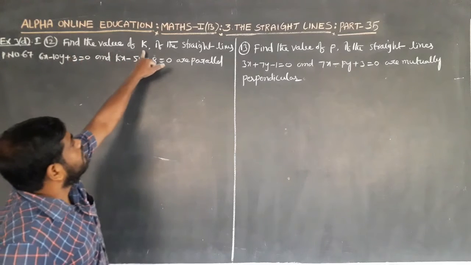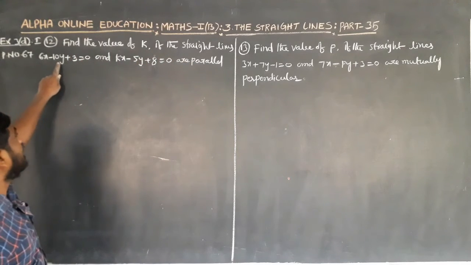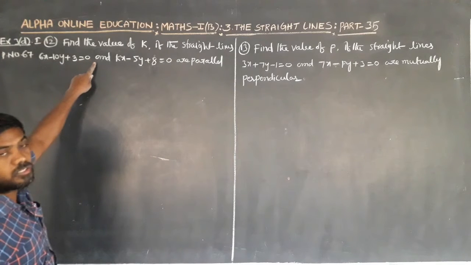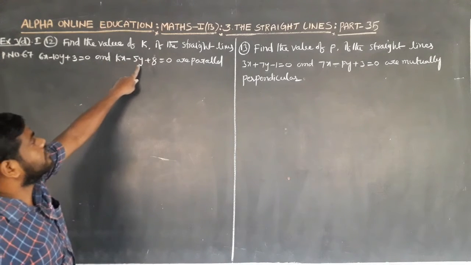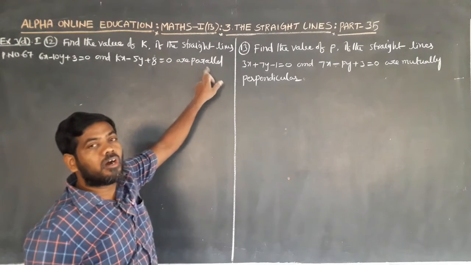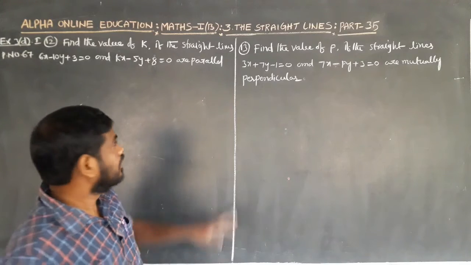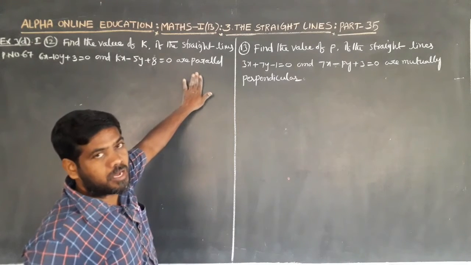Find the value of k if the straight lines 6x minus 10y plus 3 is equal to 0 and kx minus 5y plus 8 is equal to 0 are parallel. Find the value of k if the two lines are parallel.